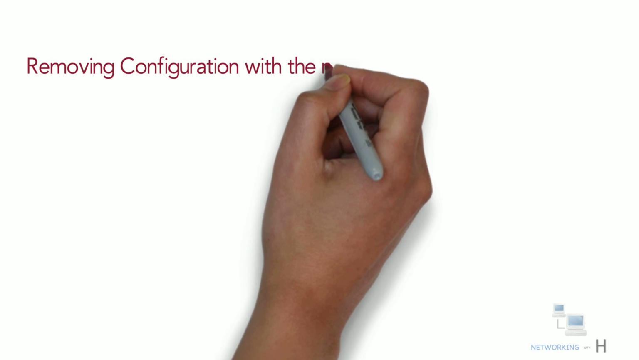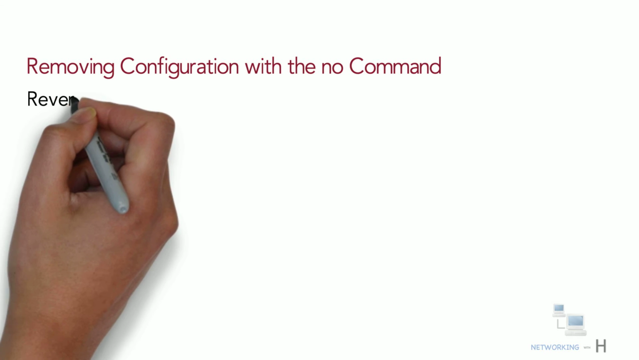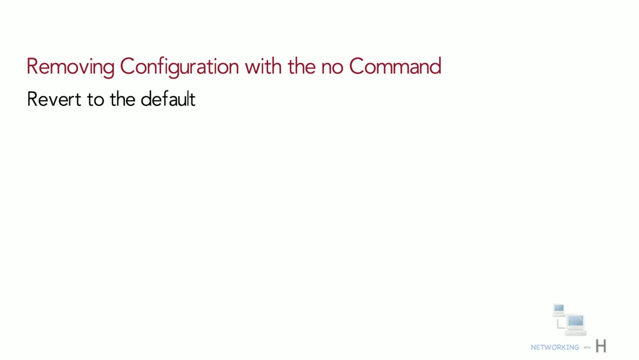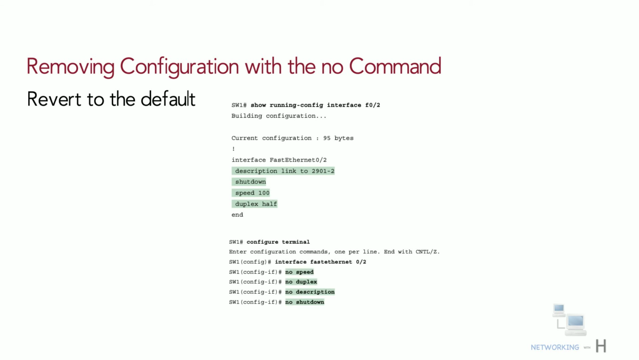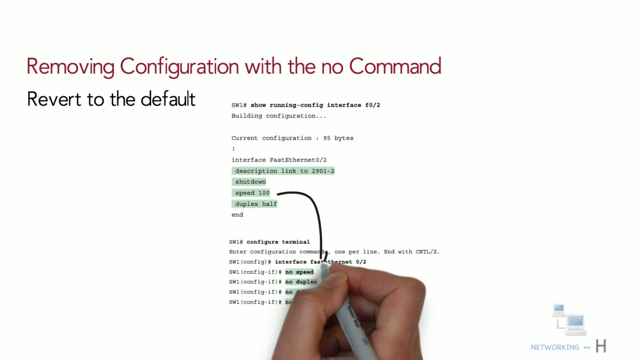Let's see removing configuration with the no command. You can revert to the default setting by issuing a no version of the command. Switch FA0/2 port has been configured with speed 100, duplex half, description, and shutdown. Let me give you an example.